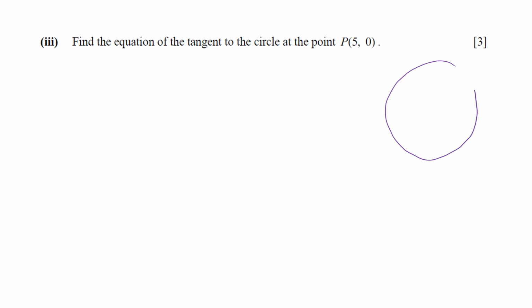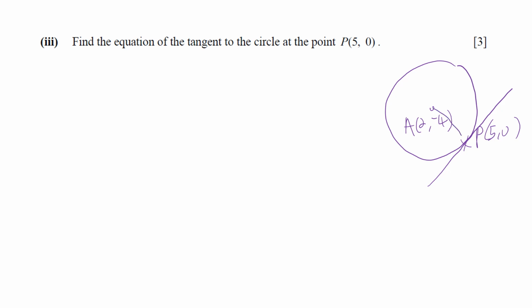Okay, we have a circle, and the center we found out to be (2, -4), right? And then we have a point that is (5, 0). There's a point P here, and then there's a tangent line. Okay, I think I'm getting very bad at drawing these days. Alright, so we're supposed to find the equation of this tangent line.